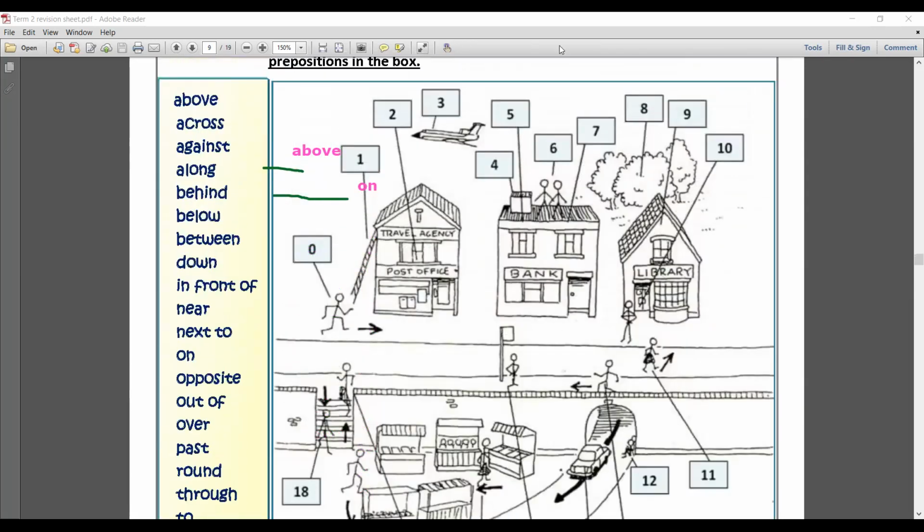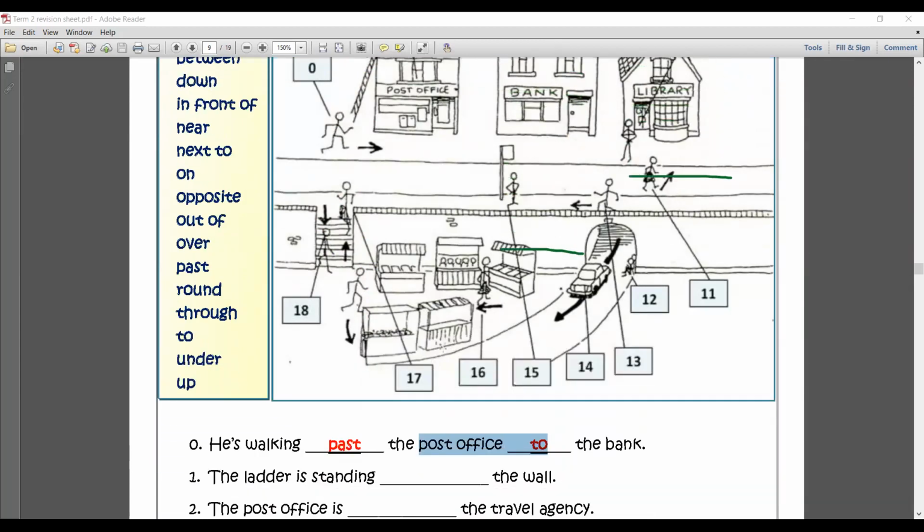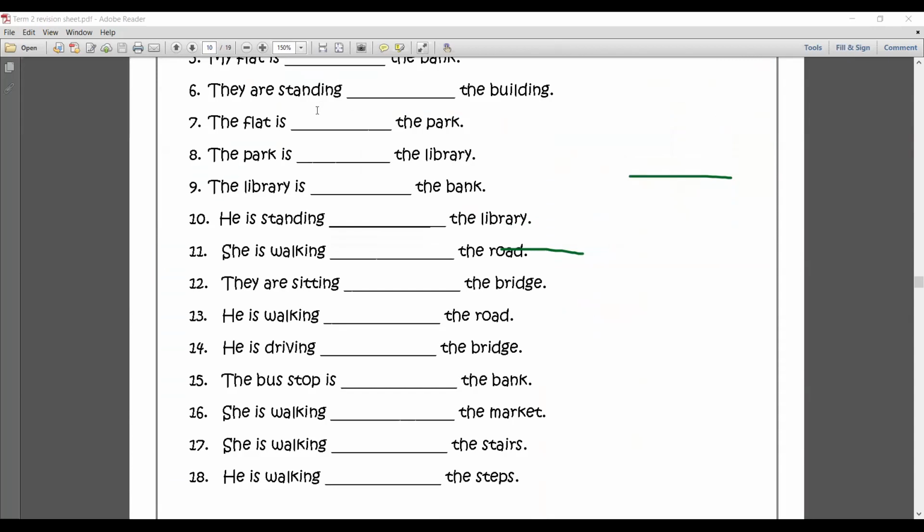Where is the flat and where is the park? Here is the flat. This is the flat, this is the apartment, and this is the park. Is it in front of? It's not in front of. Here is the library and it's in front of the park. So where is the apartment from the park? They're close to one another. They are near. So my apartment, or my flat, is near the park.